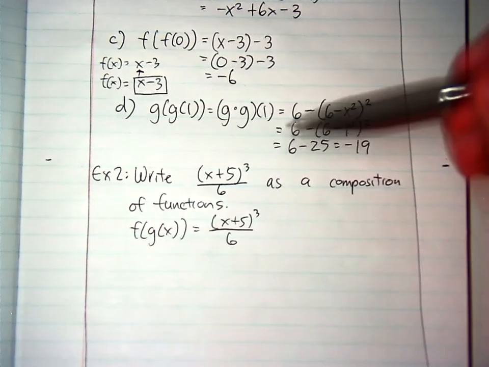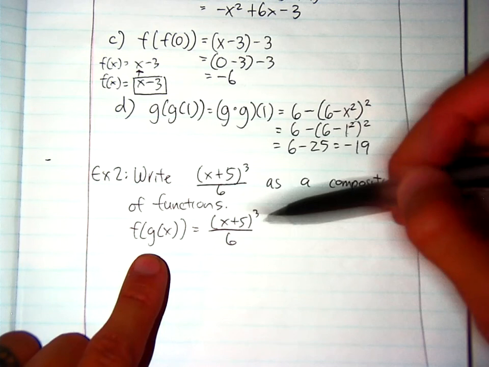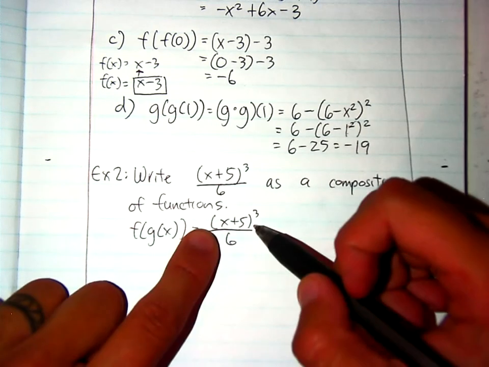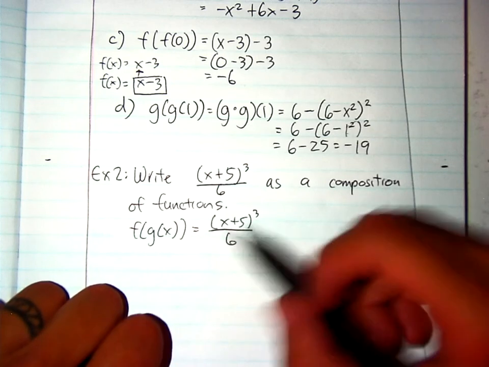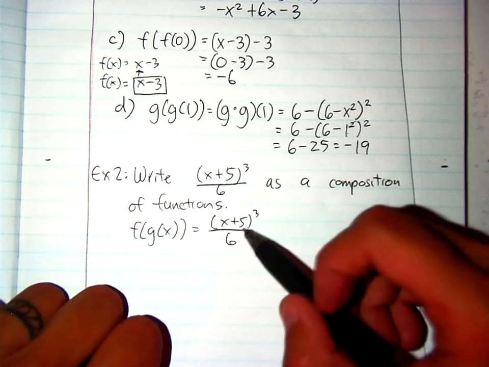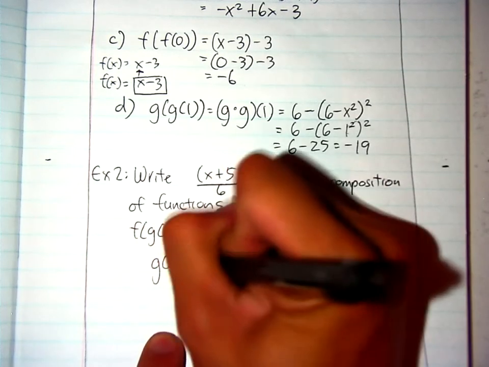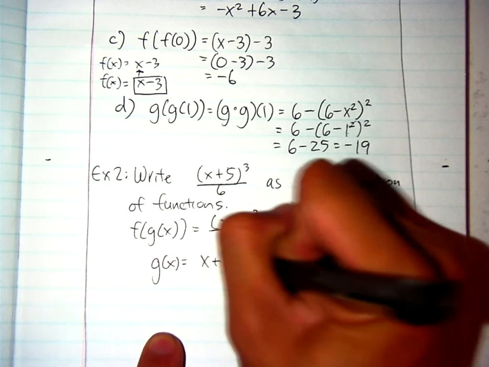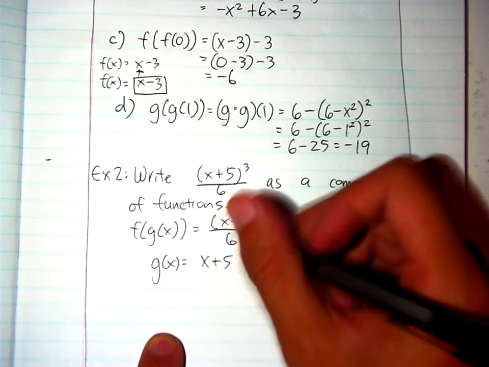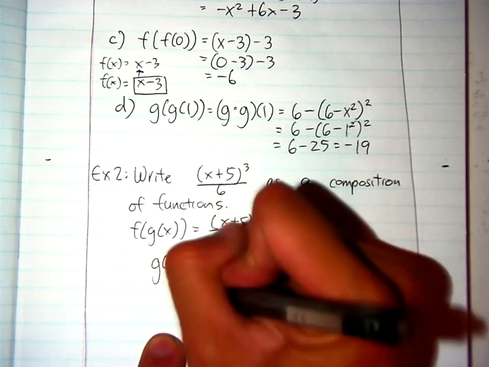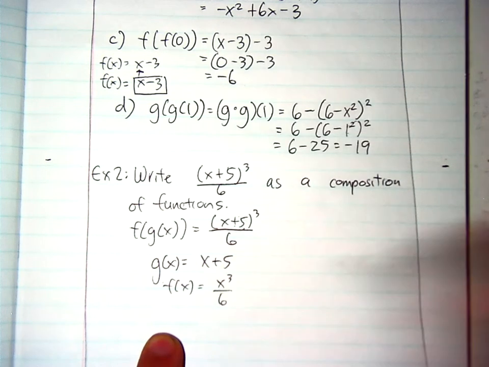So I need to figure out what g of x is. I need to figure out what I plugged in here to make this function. Well, if I look at this parentheses, if I had to guess, I would assume this is what I plugged in. I plugged in x plus 5 for this function. So I would assume g of x is x plus 5, and I'll test it later. Now if I plugged in x plus 5 for x, so this would normally be x, then f of x would be x cubed over 6.